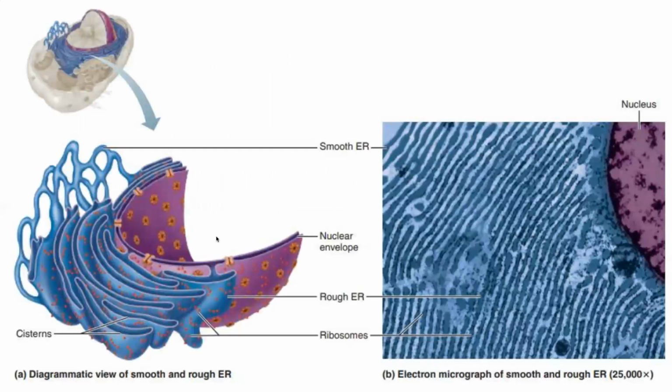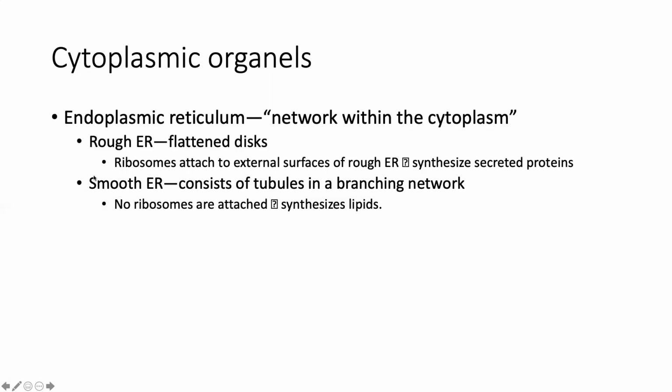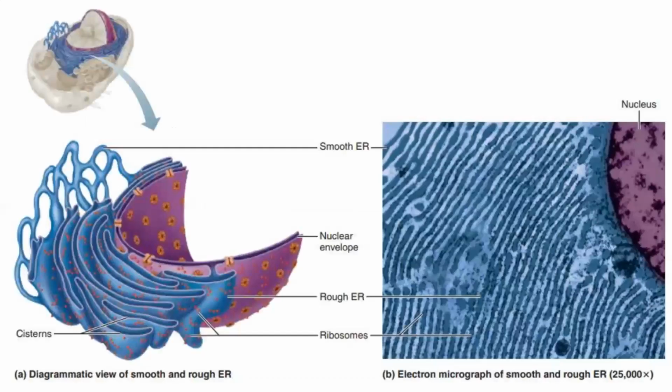So now let's look at that. Now we can see the small little ribosomes attached to this endoplasmic reticulum, and therefore this is the rough endoplasmic reticulum. Now look at the similar structure, but there are no ribosomes attached, and therefore we call it smooth endoplasmic reticulum. Rough endoplasmic reticulum, with the help of ribosomes, is for protein synthesis, translation, and smooth endoplasmic reticulum is for lipid synthesis.